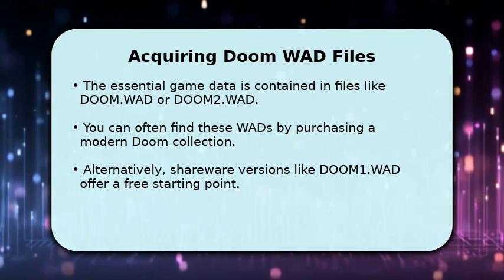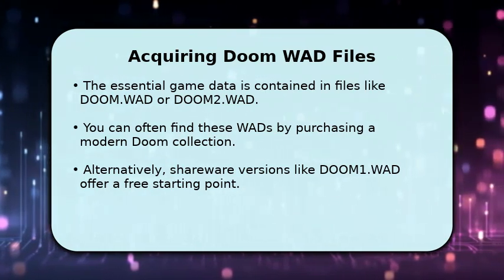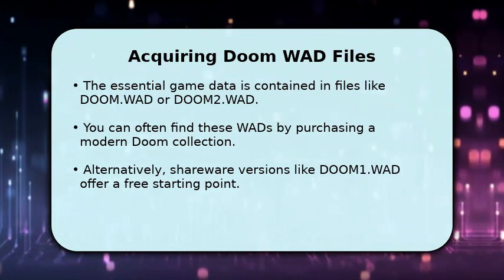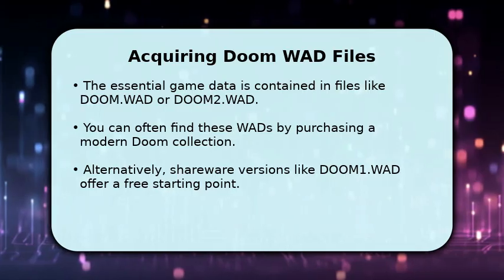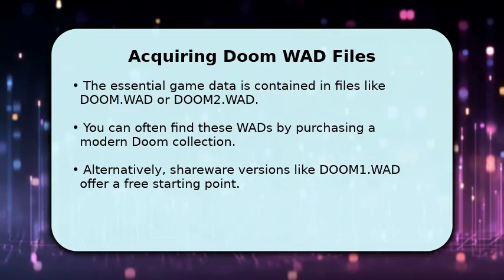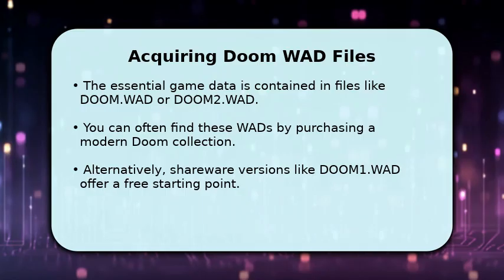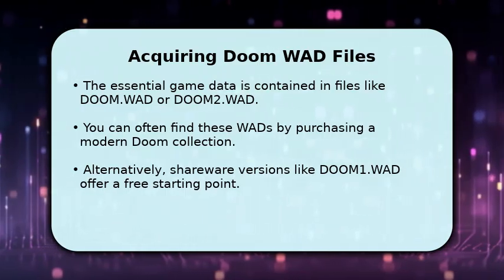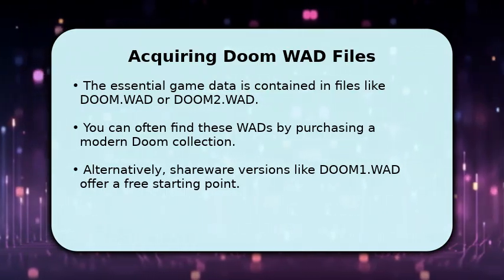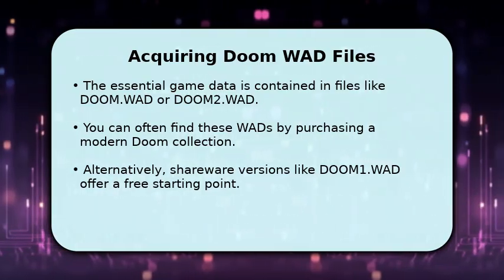To begin, you need the original Doom game data, which comes in files called WADs. The most common ones are Doom.WAD or Doom2.WAD. The easiest way to get these is by purchasing a modern Doom collection, such as Doom 3 or Doom Eternal, which often include the classic titles. You can also find shareware versions, like Doom1.WAD, which provide the first episode for free.